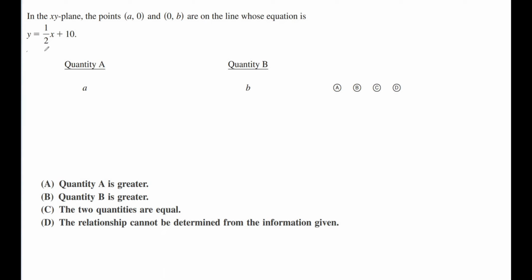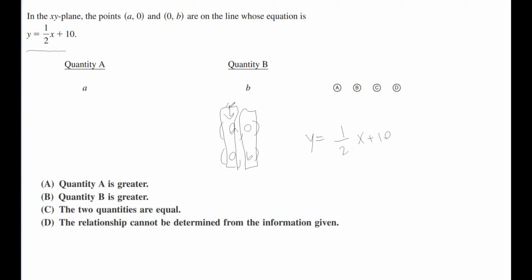So they want you to take this function right here. This is in the classic y equals mx plus b style. y is equal to 1/2 x plus 10. And then they're giving you 2 points, (a, 0) and (0, b). Okay, so those are your 2 points. So all you have to do is this corresponds to the x values, and this corresponds to the y values.